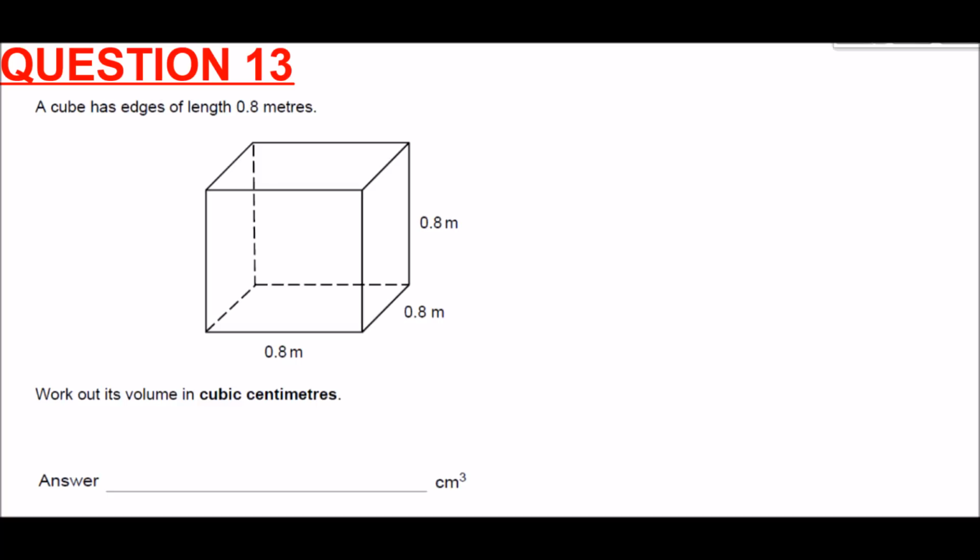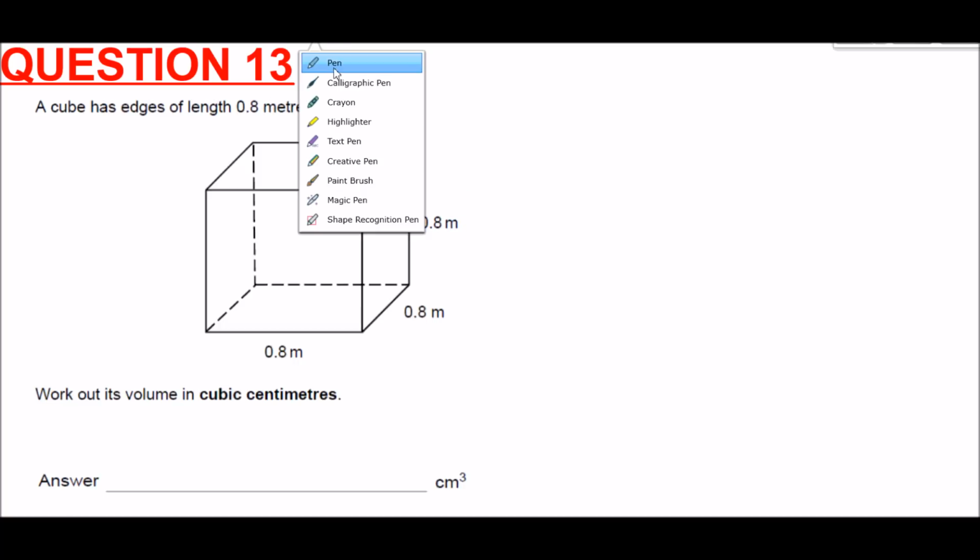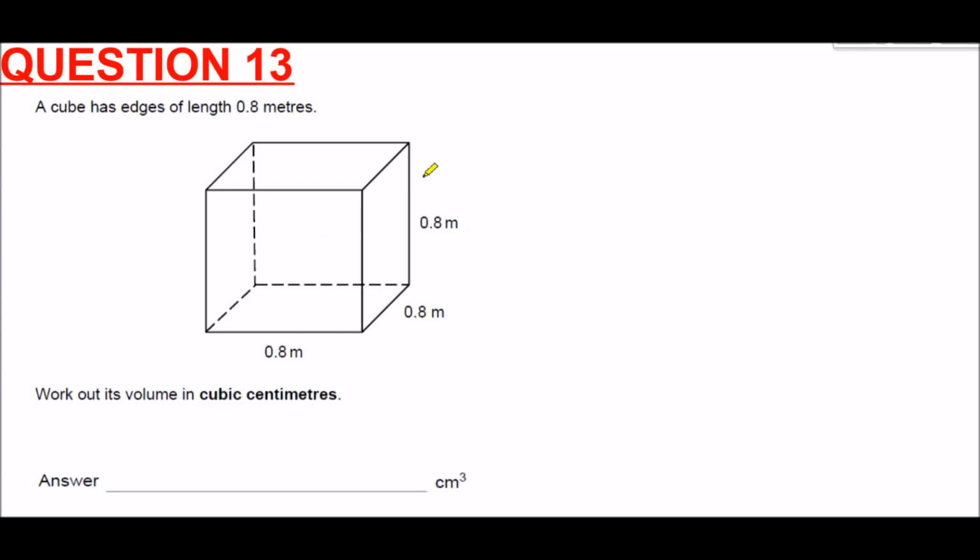Question 13. A cube has edges of length 0.8 meters. Work out its volume in cubic centimeters. First of all, before we worry about volume, let's just check the units. These units here are in meters. 0.8 meters by 0.8 meters by 0.8 meters. But we want our final answer to involve centimeters.